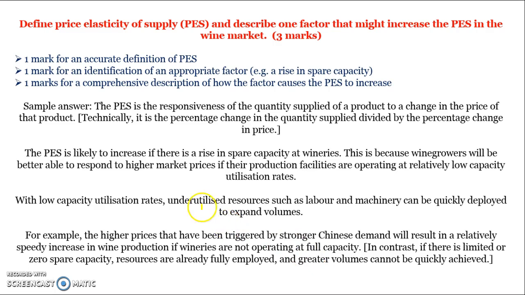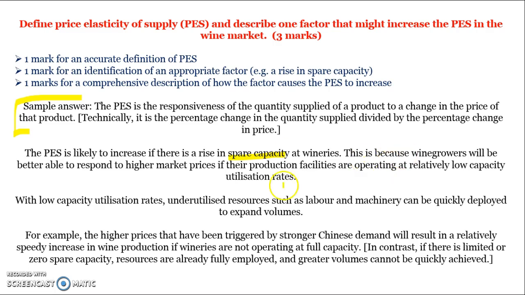Define price elasticity of supply and describe one factor that might increase the PES in the wine market. So again, your first mark is clearly for your definition. The PES is the responsiveness of the quantity supplied of a product to a change in price. The PES is likely to increase if there is a rise in spare capacity. So some of you probably would have gone straight to durability or storability, and you'd have to articulate that because they can be stored, for example, in large caskets, they can quickly be supplied when the price increases, and therefore they're more elastic. But in this case, we're looking at spare capacity.